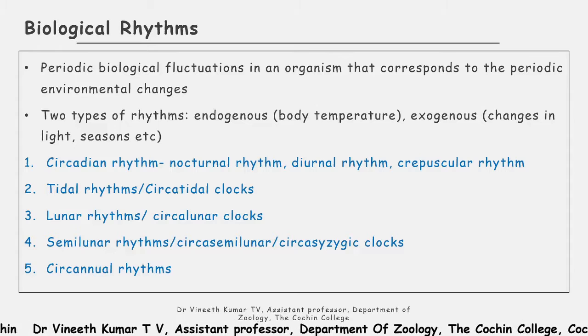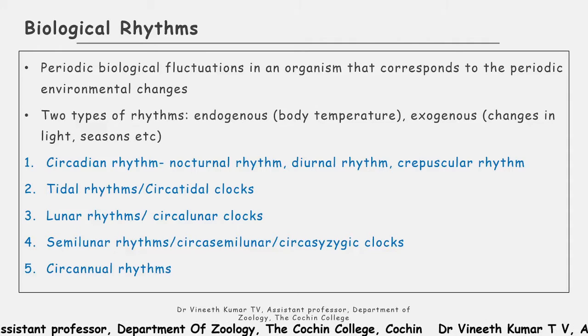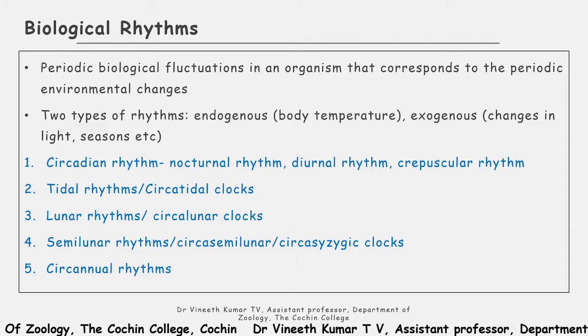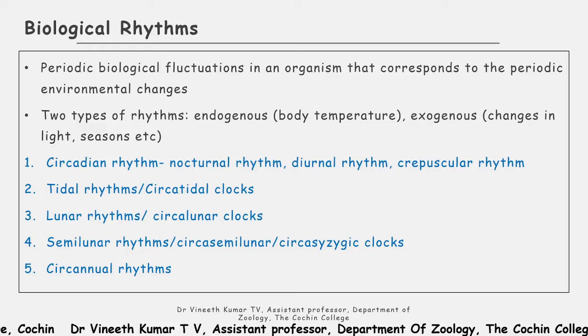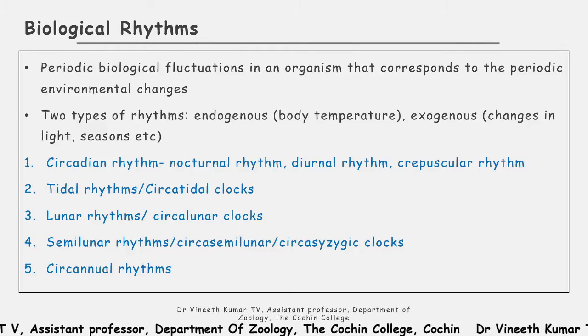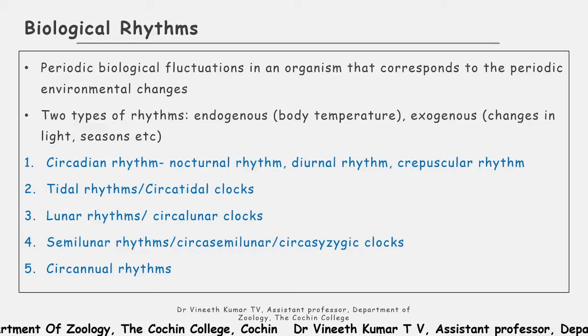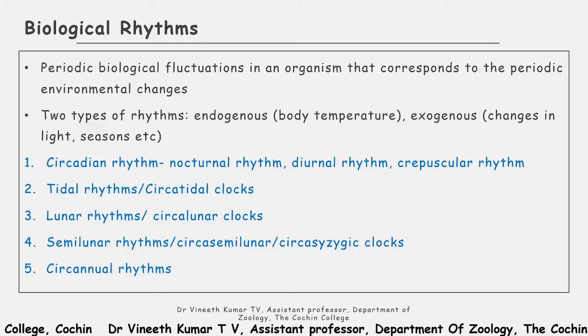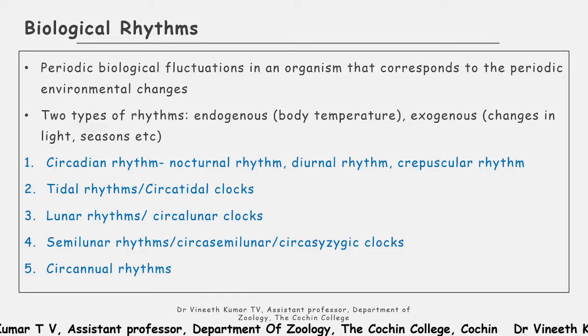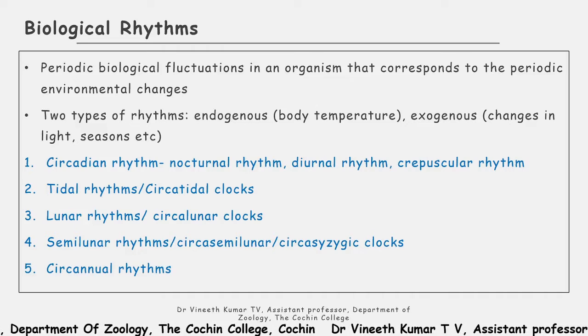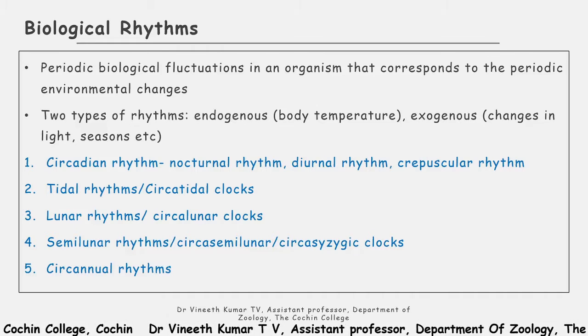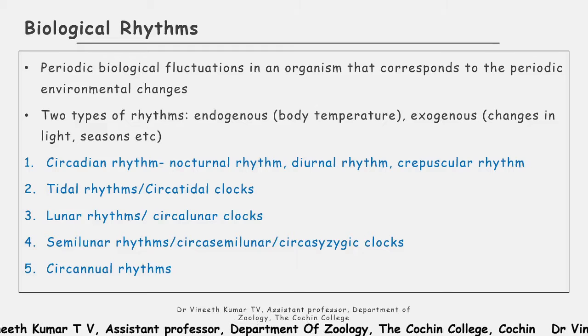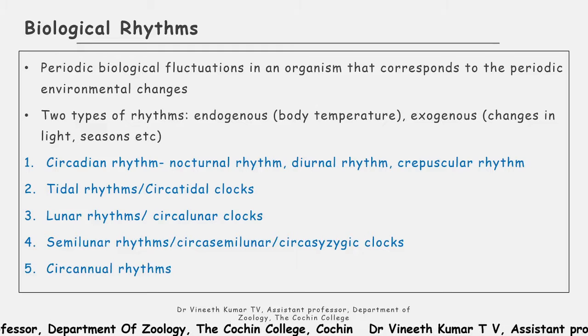The repeating units may vary. As I said, it might be a day, a week, a month, or months, etc. And the length of time required for completion of the cycle is called the period. So these are the two terms used in the definition of biological rhythms: the cycle, and the other one is the period.